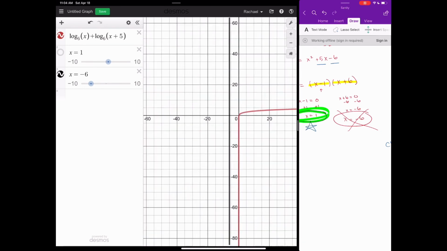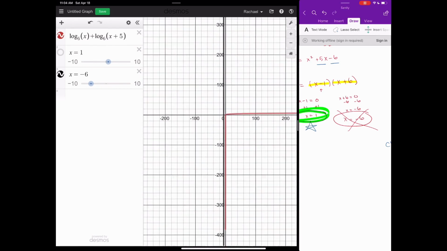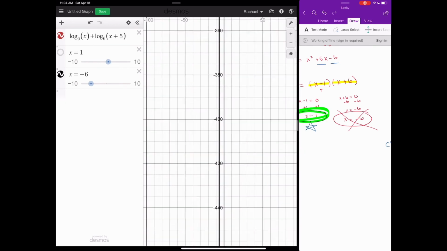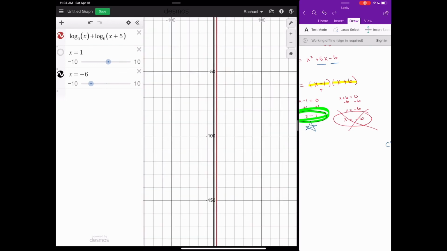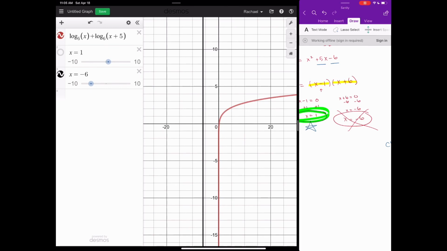No. I keep backing this out, and the red line and the black line never touch each other. There is no solution, and Desmos kind of freaks out eventually here. Ooh, it's really glitching. There's no solution to that system. So now I can see that x equals -6 never crosses my logarithm function. There's never a point where it makes this function true. So x equals -6 is just an extraneous solution. It's not the solution. We're only looking at x equals 1.